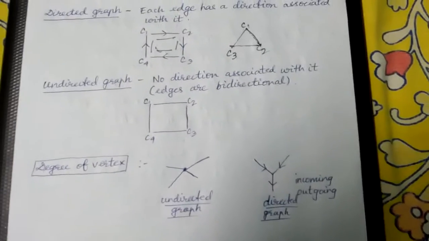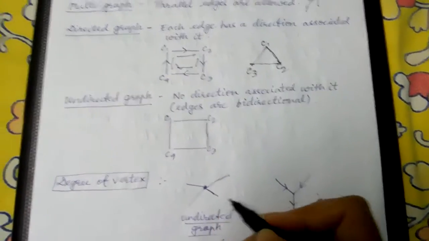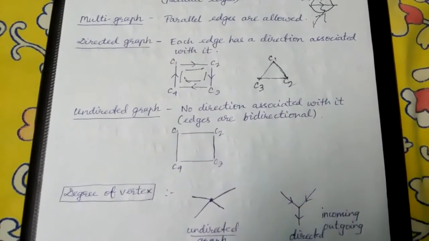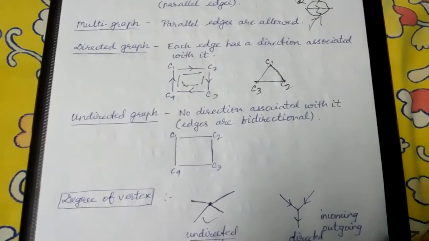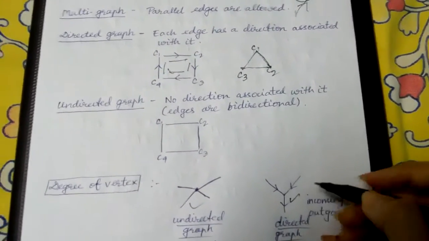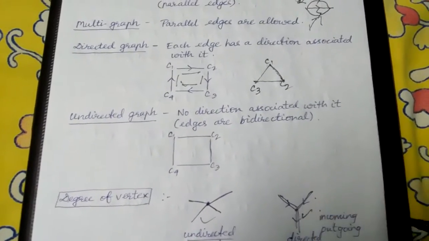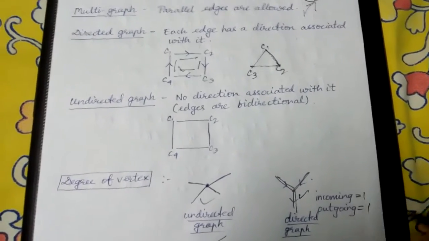What is the degree of a vertex? So you look at this carefully. For an undirected graph, if I draw a dot and I draw edges like this but I do not put any directions, then I can refer to this as undirected. And look at this graph, this has directions. You can see these two are incoming directions and this is an outgoing direction. So for incoming it has 1 and for outgoing it has 1.